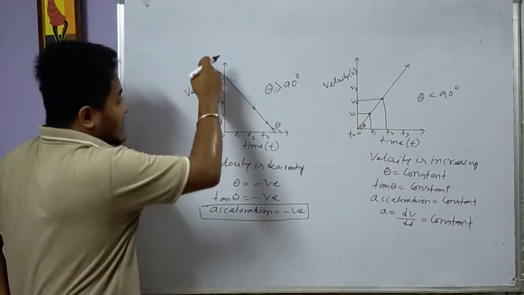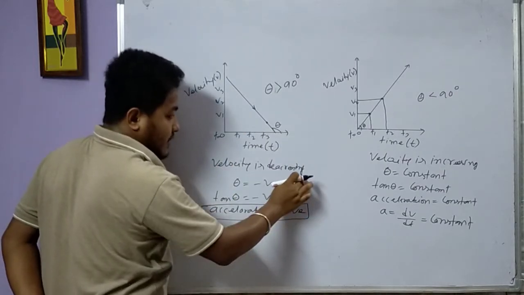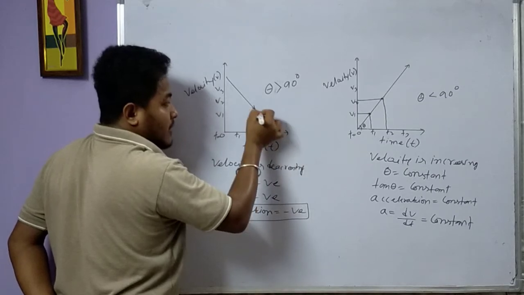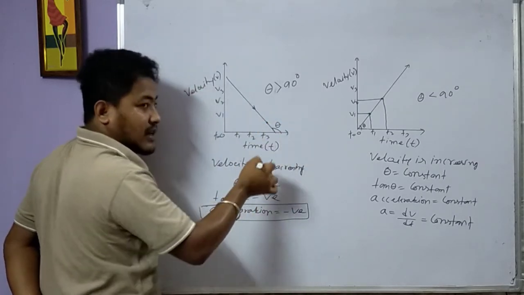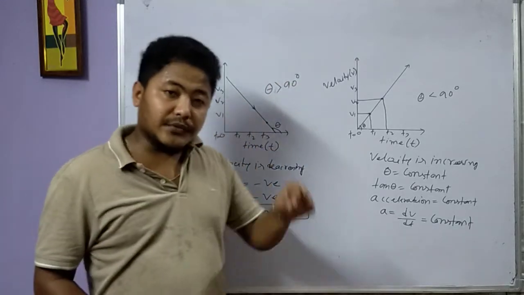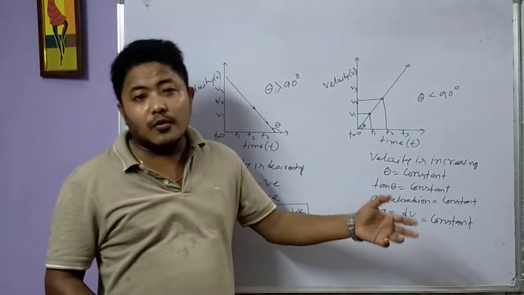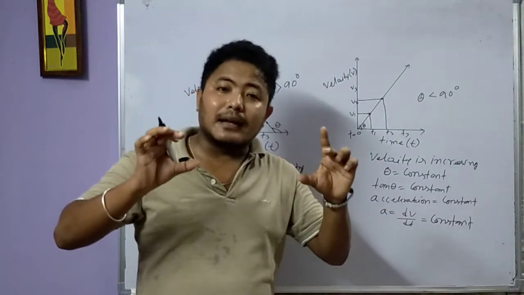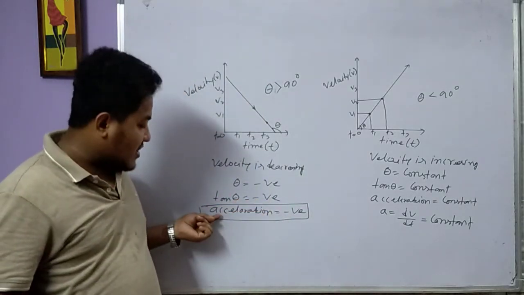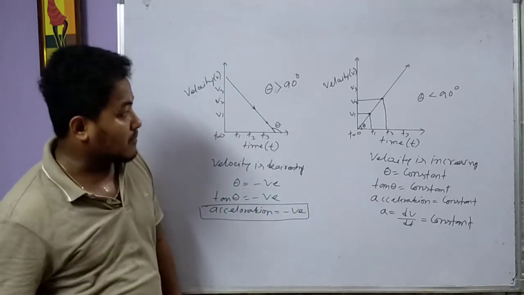But on the other hand, in this case, as you can see, velocity is decreasing. If you make a tangent here, this is going to be theta. If you make a tangent here, this is going to be theta. Those all are going to be greater than 90 degrees. If theta is greater than 90 degrees, the value of tan theta will become negative. Hence, acceleration also becomes negative. Okay, so this is all about the velocity time graph.